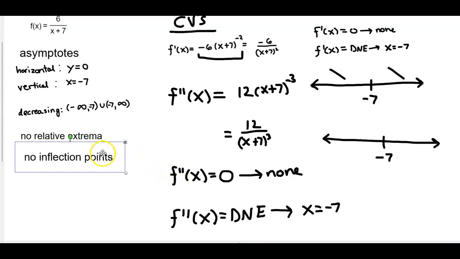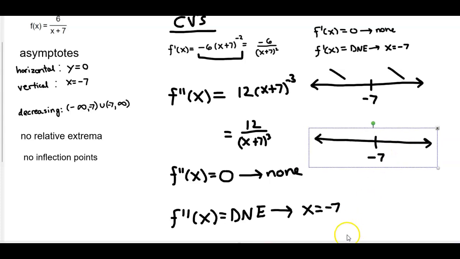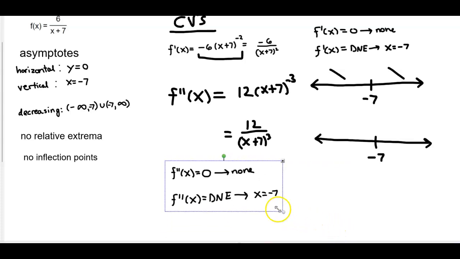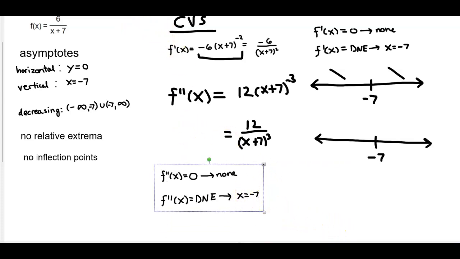But let's fill out the left and right side of this number line here to finish off the problem. So if we look at our second derivative, the idea behind concavity here is that if the second derivative is positive, we will have a concave up function. If the second derivative is negative, we'll have a concave down. Now in this case, the numerator is always 12. It's always a positive number, so we can really just look at the bottom.